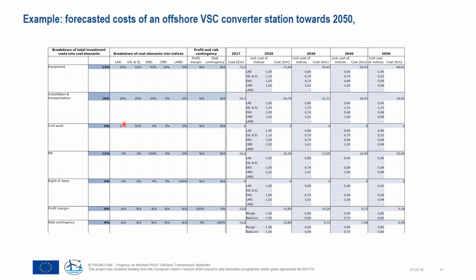In this slide, we illustrate an example of how we do the cost development forecast of an offshore VSC converter station. To the left, you can recognize the different cost elements, and then you see they consist of different indexed cost drivers, and how they change over the years towards 2050. By summing them up, you get an overall cost development of such a component towards 2050.